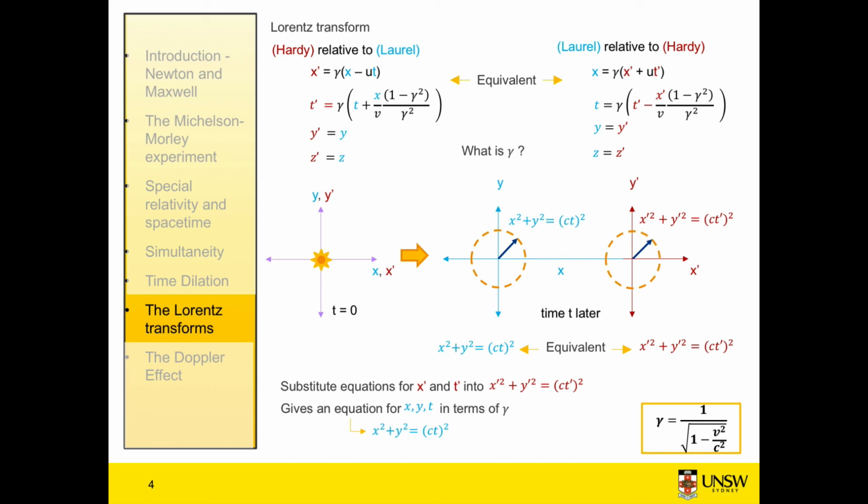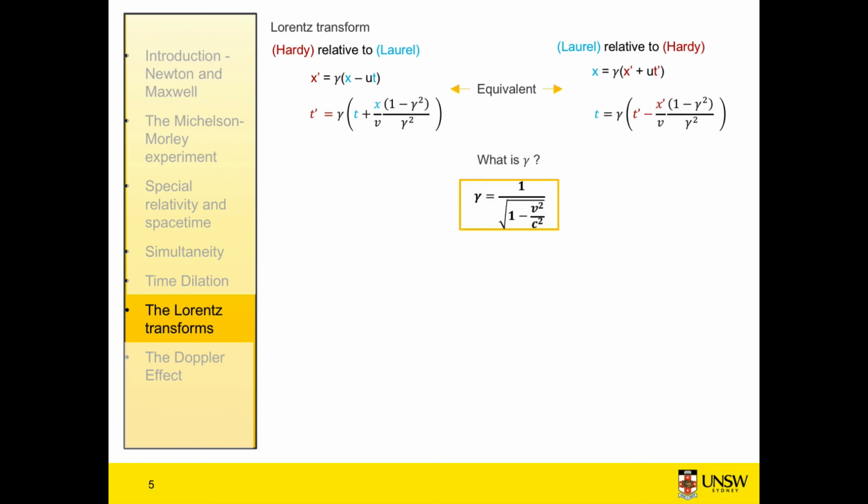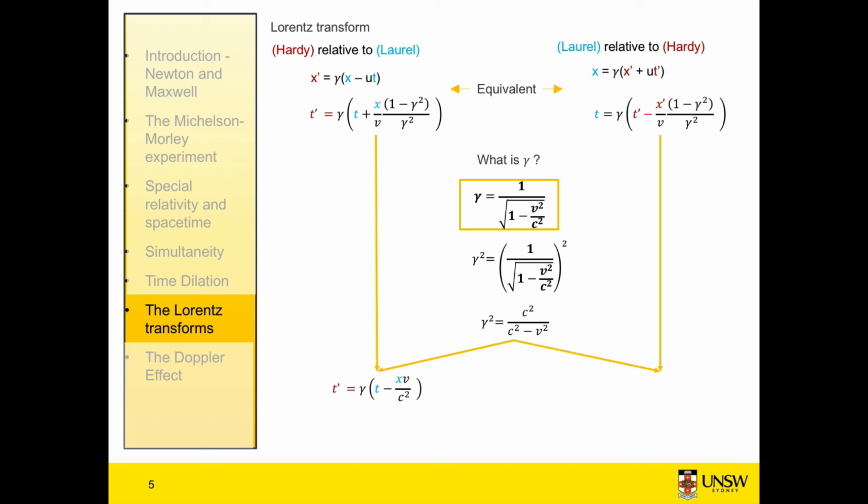There is one more simplification that we can make to our Lorentz transforms. We can see that our Lorentz transform for time has factors of gamma squared in it. So our gamma squared is equal to c squared divided by c squared minus v squared. And when we substitute that back into our equation for t dash, we find that it simplifies right down to t dash is equal to gamma times (t minus xv on c squared). And likewise for our other equation from the other reference frame, we get the same.